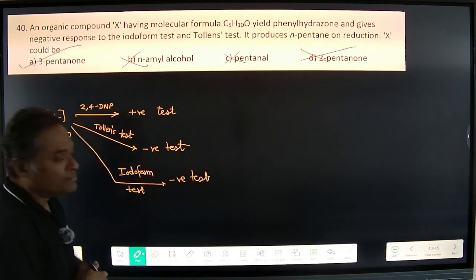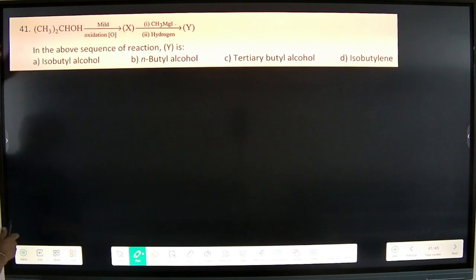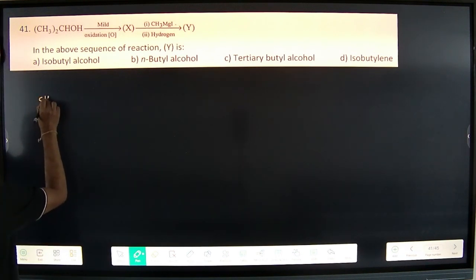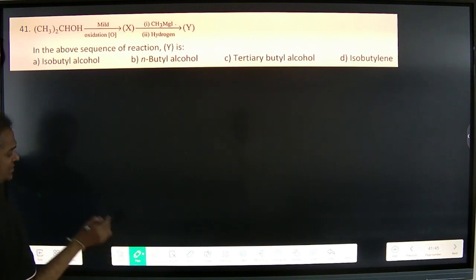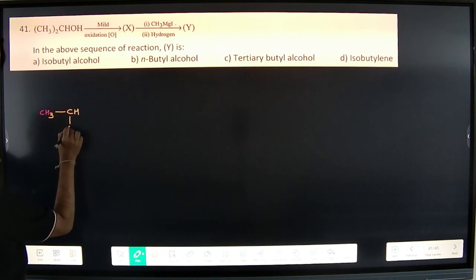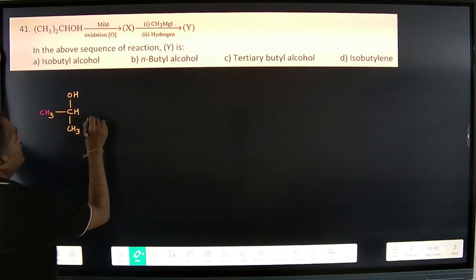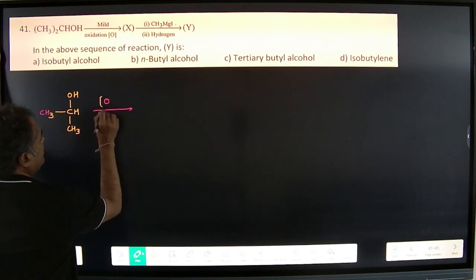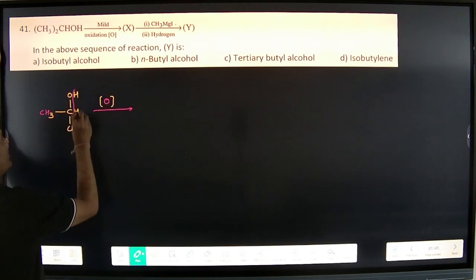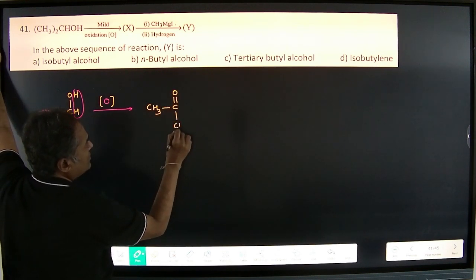I hope this is clear. Let us see the next question, child. Now, child, this is one of the very common questions. Question number 41. We have got diethyl. Sorry, I'll write once again this part. This compound, what is given to you, is nothing but CH3, CH3, and an OH. This is a secondary alcohol, and a secondary alcohol on oxidation, that's mild oxidation, what will happen? Your H will get lost. So, will I get nothing but over here a ketone, correct?